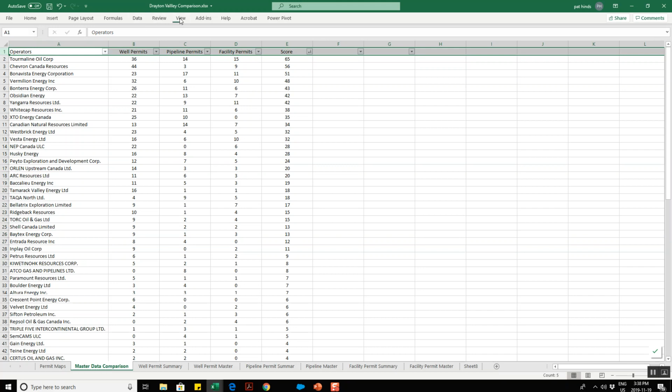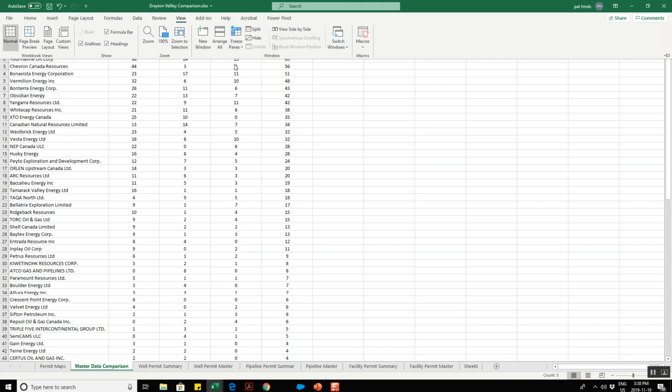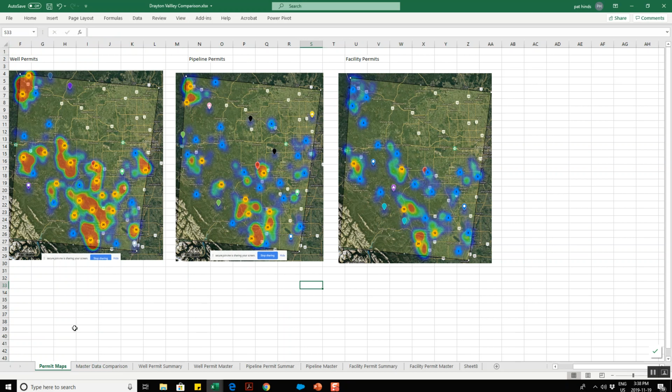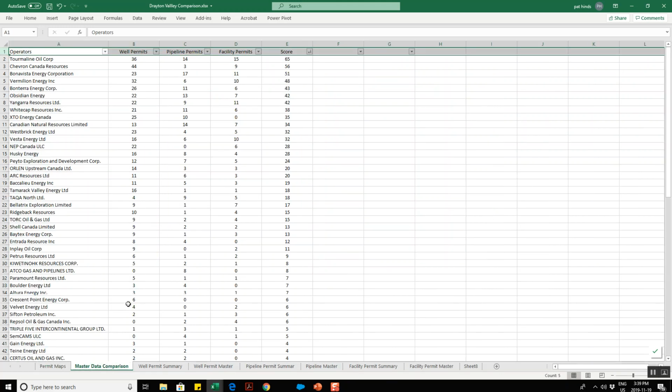That allows us to quickly go through this account-based selling process, which is essentially targeting a market. We say, here's our market, the geographic market running from Drayton Valley up to Fox Creek. In that geographic market there are 3 data sets we're looking at: well permits, pipeline permits, and facility permits. We take those data sets and consolidate them into one master data set, so we can come in here and start to look at some of the companies we're focused on.